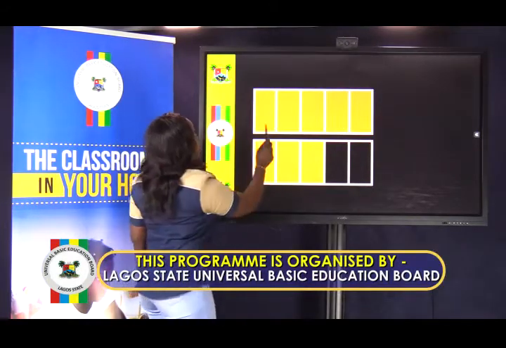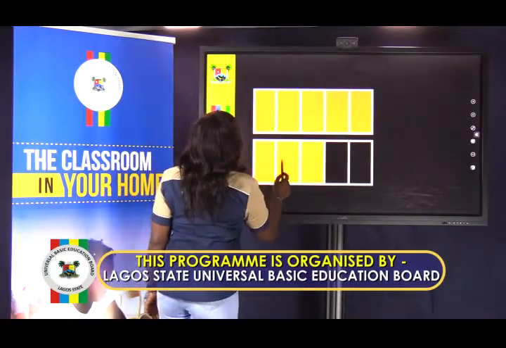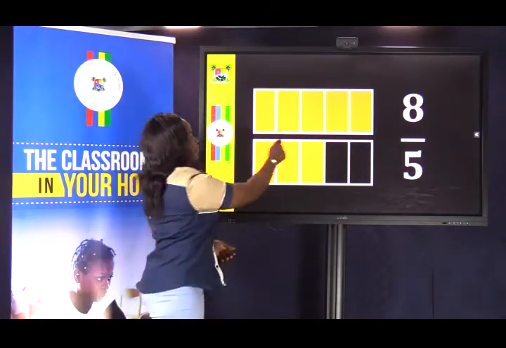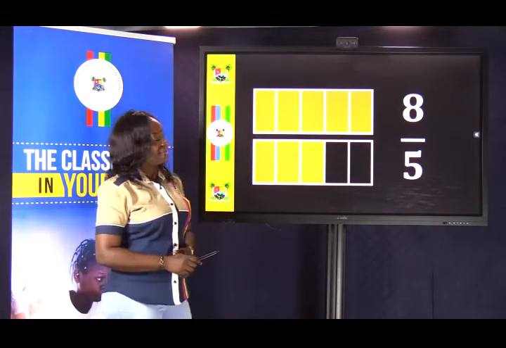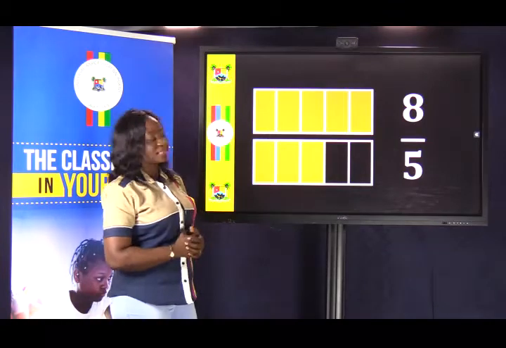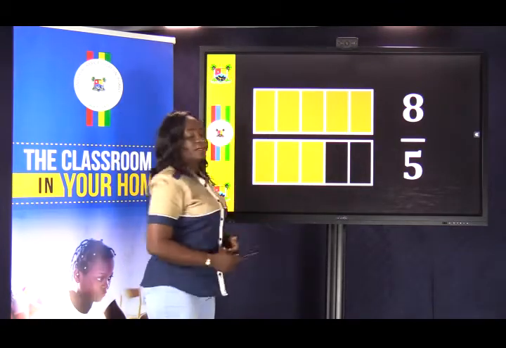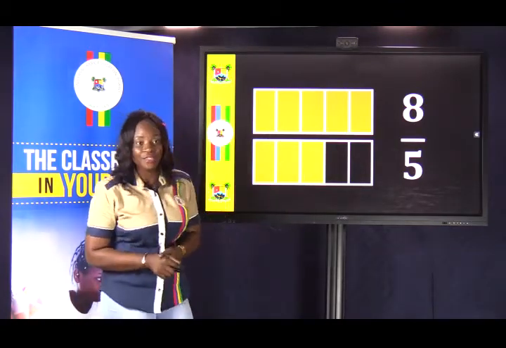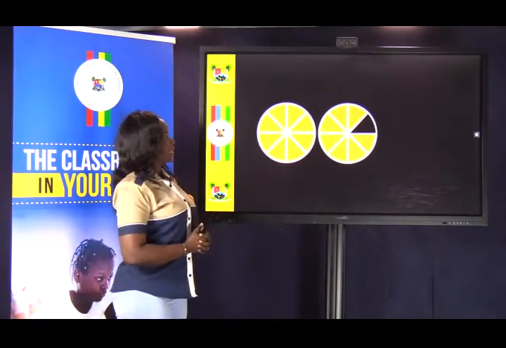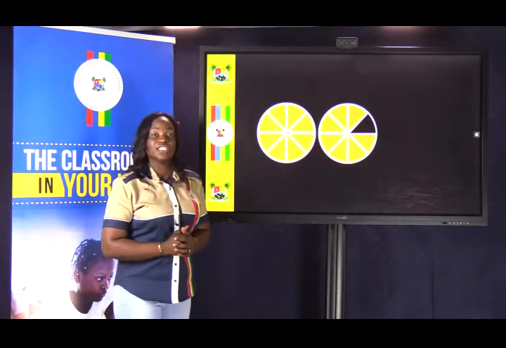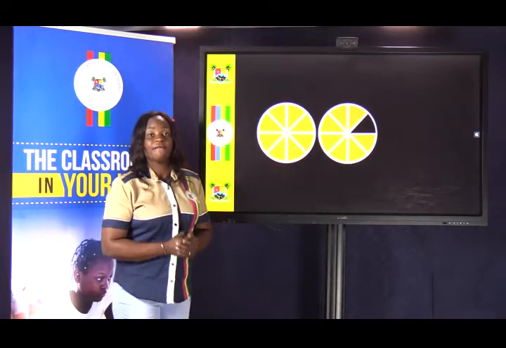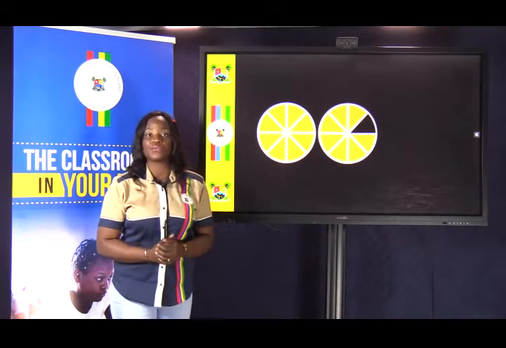Let's count. 1, 2, 3, 4, 5, 6, 7, 8. So we have 8 over 5. 8 parts are shaded, and the rectangle is divided into 5 parts. That is 8 over 5. Good job, you. Yes, count and tell the shaded part in 7, 6, 5, 4, 3, 2, 1.